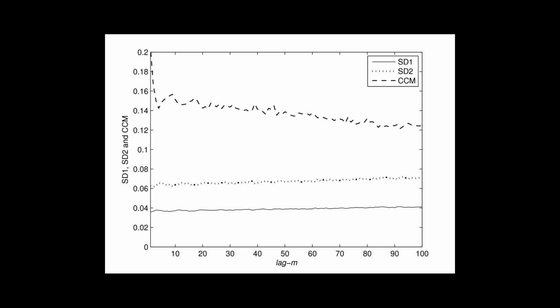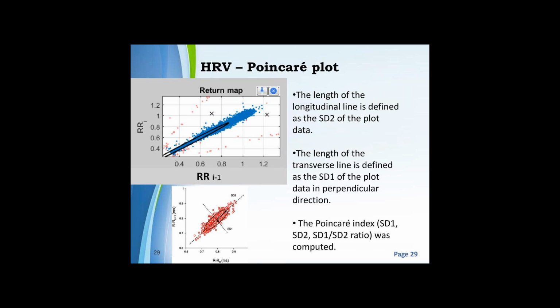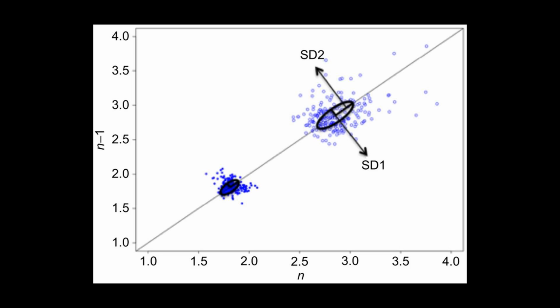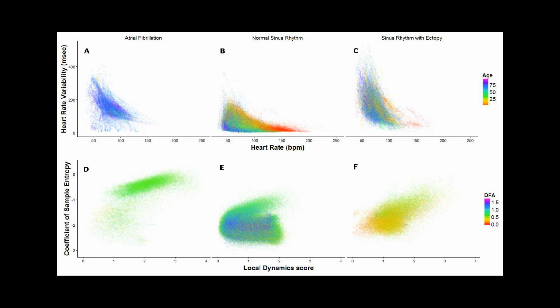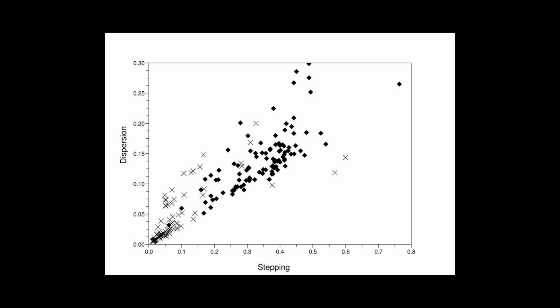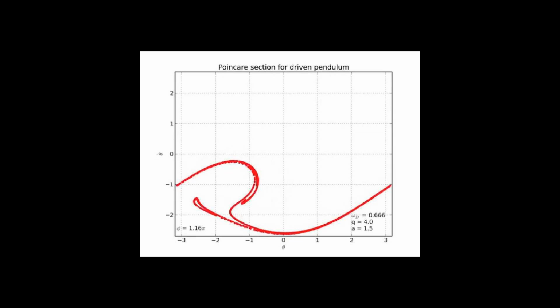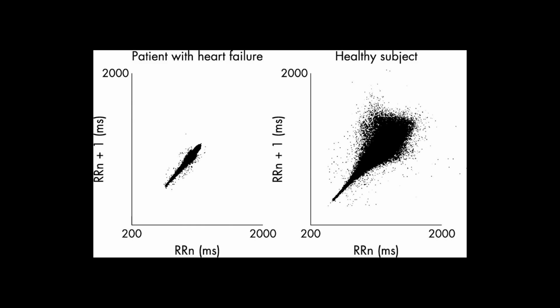Given a time series of the form x_t, x_{t+1}, x_{t+2}, ..., a return map in its simplest form first plots (x_t, x_{t+1}), then plots (x_{t+1}, x_{t+2}), then (x_{t+2}, x_{t+3}), and so on.